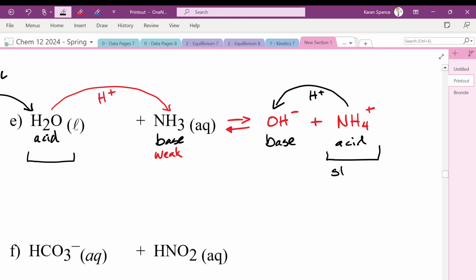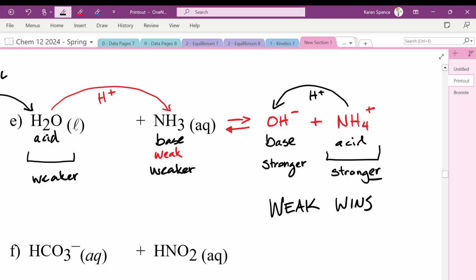So ammonium is stronger and water is weaker. What does that tell you about the strengths of the bases? Who is the stronger base? Hydroxide, stronger, because the two stronger things are always on the same side. And here we have weaker. And therefore, which side is favored? Remember, the weak one wins. Yes? So the reactants are favored.